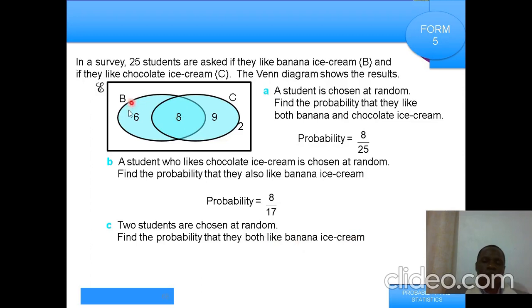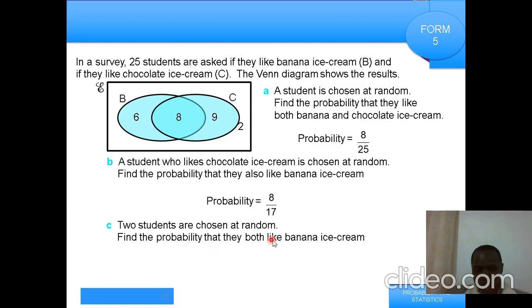Well, if we're going to choose 2 students here and both of them like ice cream, we are going to say, when we select the first time, how many students are we going to get? How can we get a student who likes banana ice cream? To get a student who likes banana ice cream here, this is clearly 8 plus 6. This is 14, okay, out of 25.